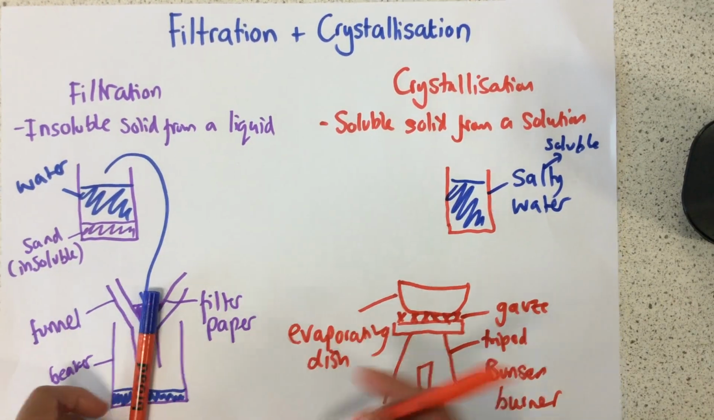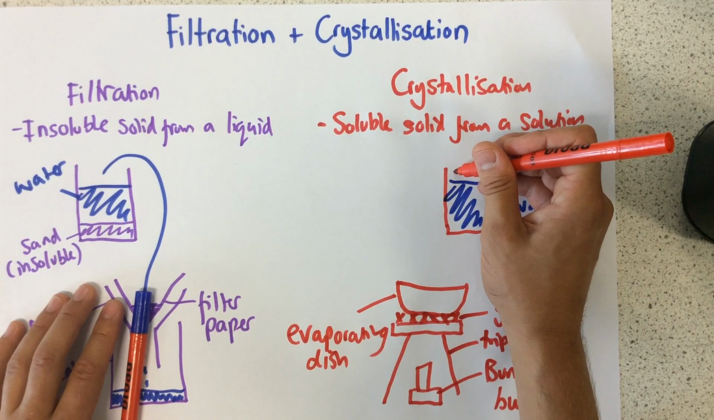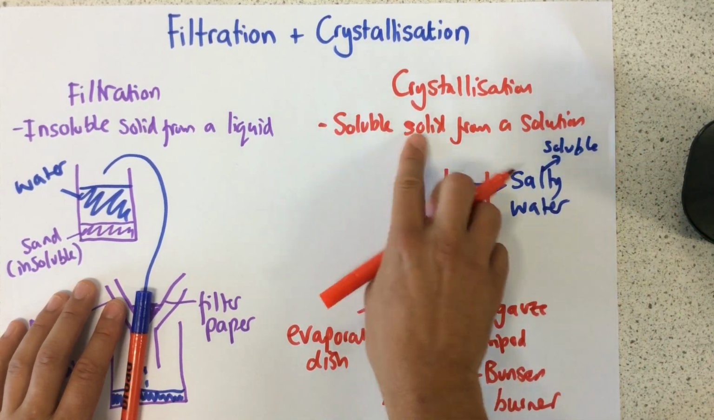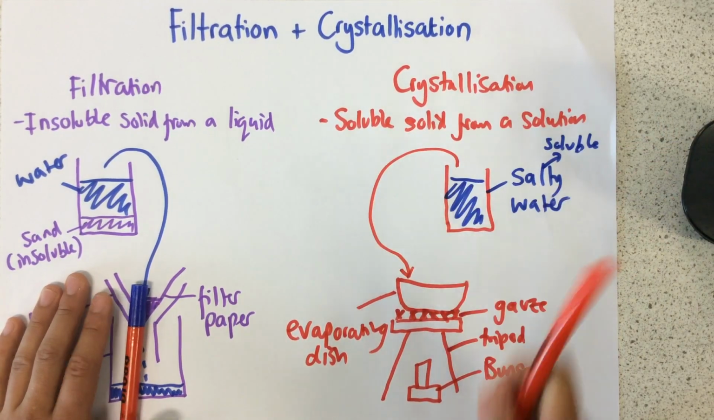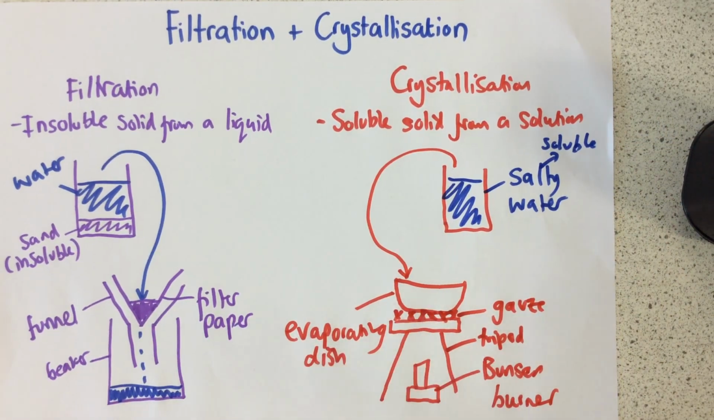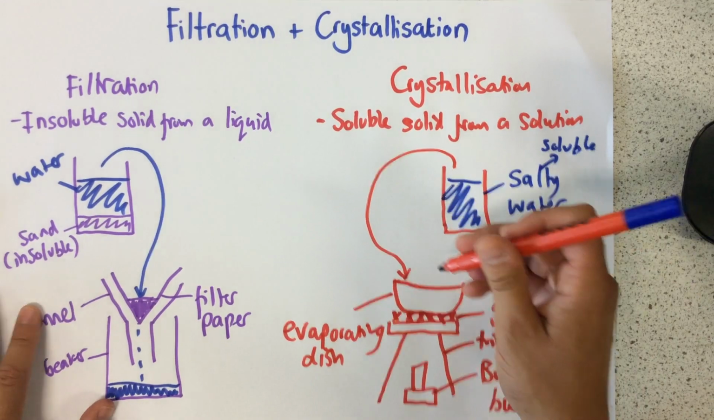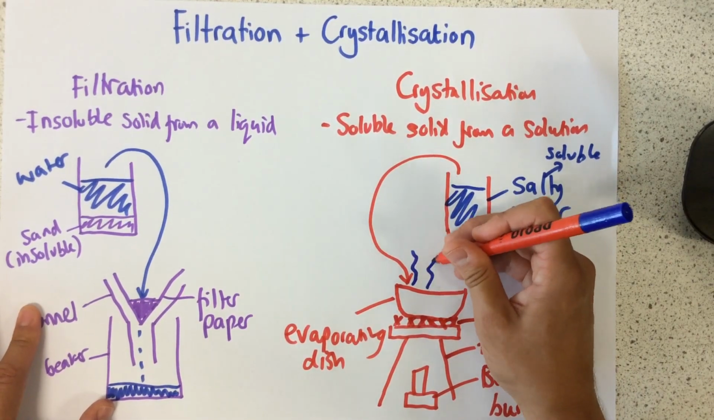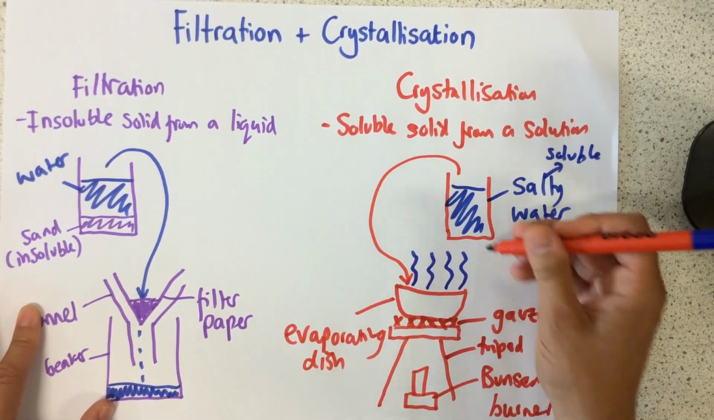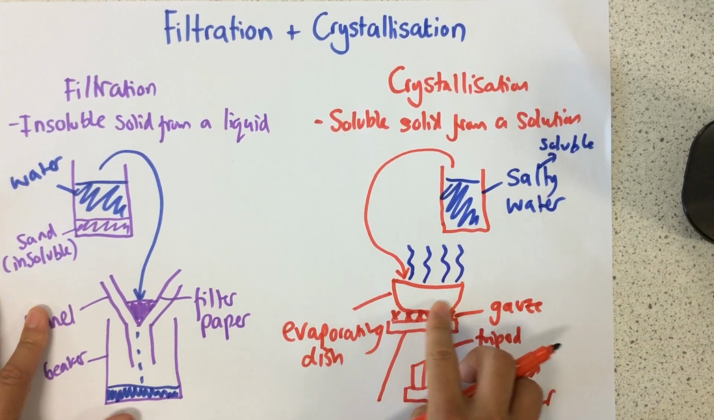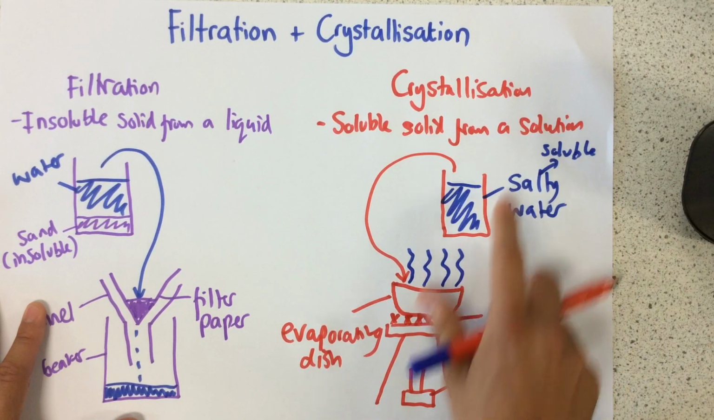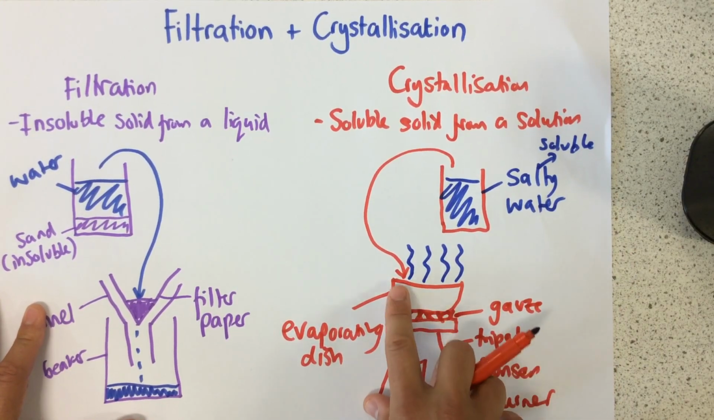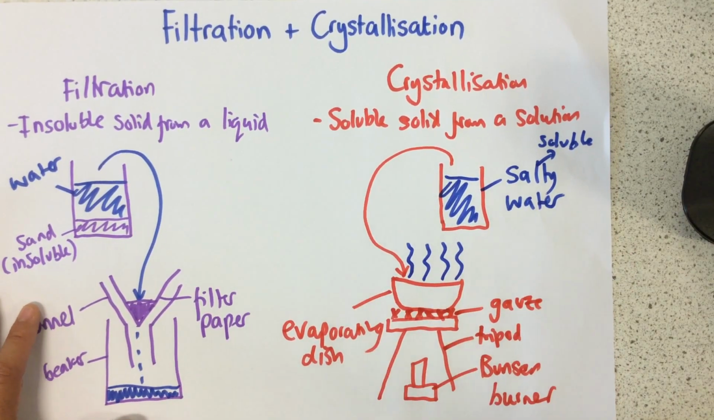So what you need to do is get that salty water, or whatever your soluble solid is, and put it into your evaporating basin and start to heat it. What will happen is the water will evaporate and it will leave crystals of our salt behind. That's why it's called crystallization, because behind will be left loads of salt crystals.